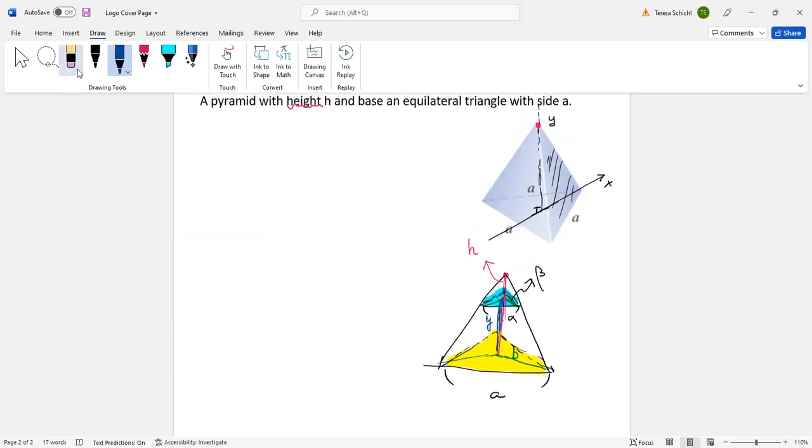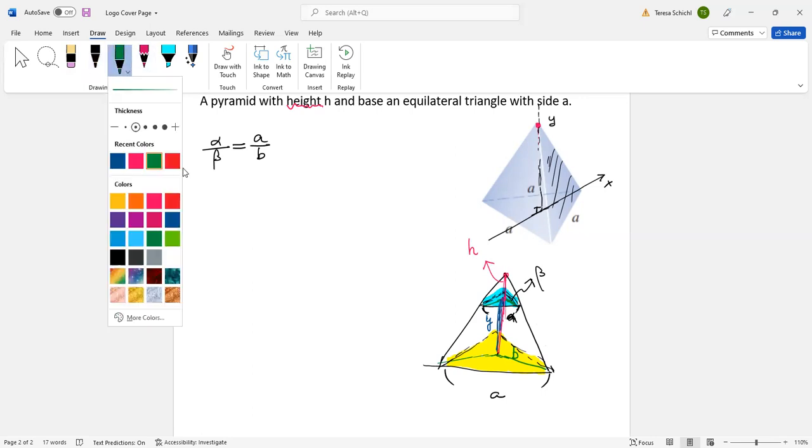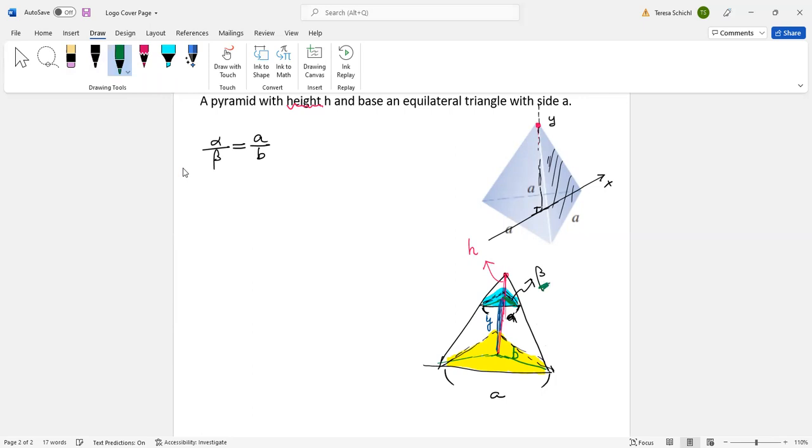Let me first write down our first relations. I'm comparing the similar triangles here. I have alpha over beta equal to A over B. I'm comparing these triangles with the one that touches the bottom. This is my A, and this is my alpha. This line connecting the corner to the height drop is like this green line, which I call beta. So alpha over beta equals A over B, and now I can solve: alpha equals beta times A over B.